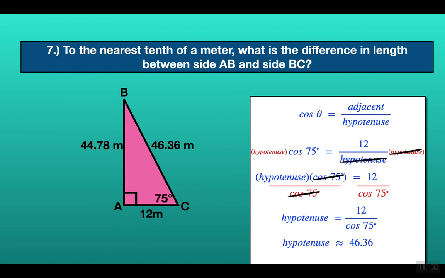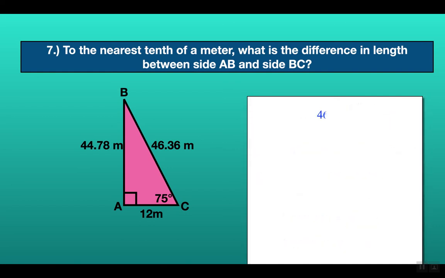Okay, now look at the question again. The question says to the nearest tenth of a meter, what is the difference in length between those two sides that we just found? The difference means you have to subtract. So to get our answer, we have to subtract those two numbers. 46.36 minus 44.78. So the difference between side AB and side BC is 1.58. And the question says to round to the nearest tenth of a meter. That means they want one digit after the decimal point. So our final answer is going to be 1.6 meters when we round to the nearest tenth of a meter.